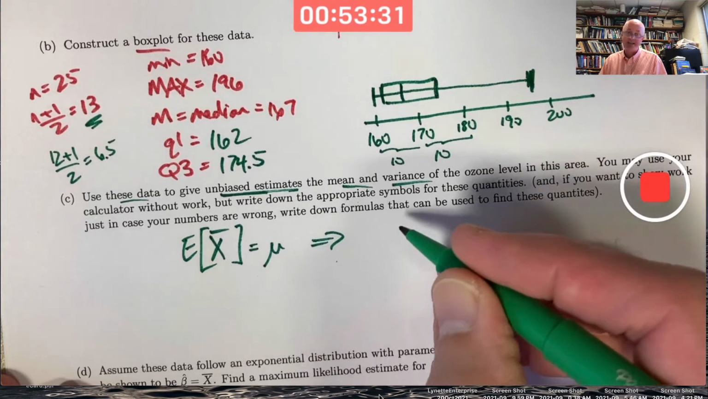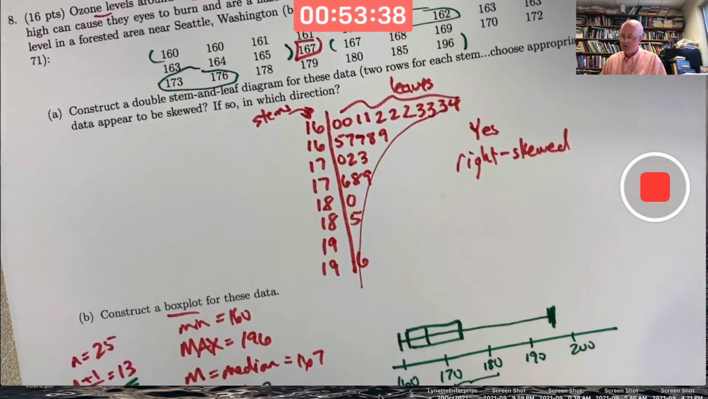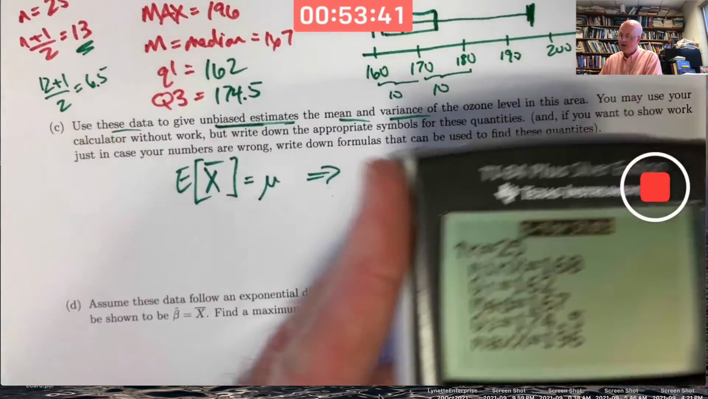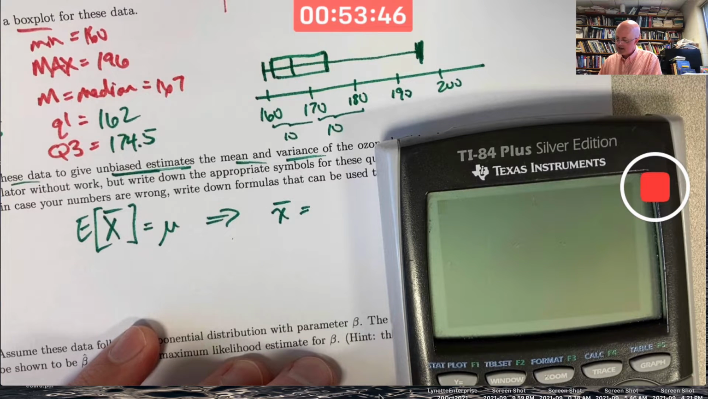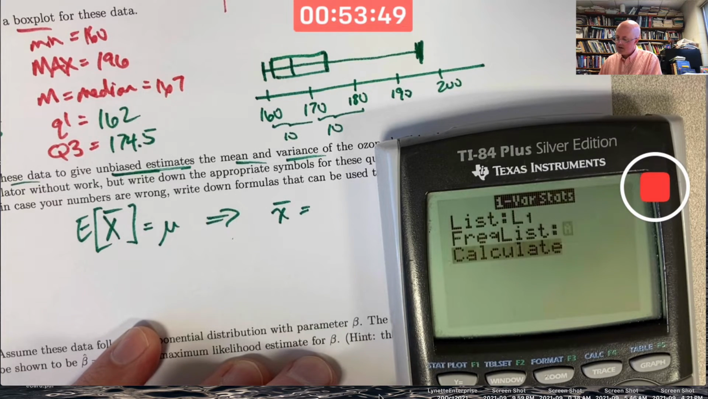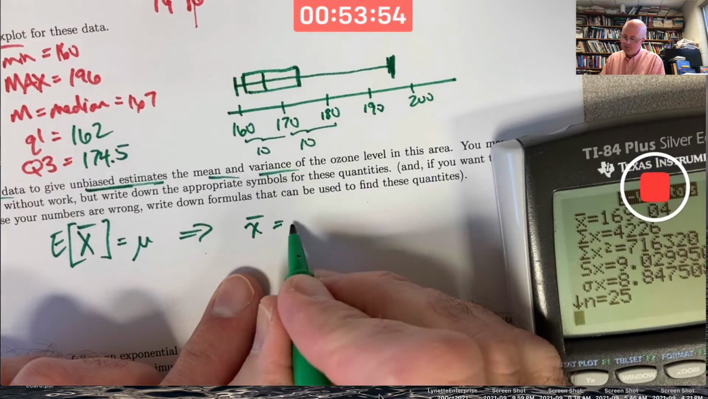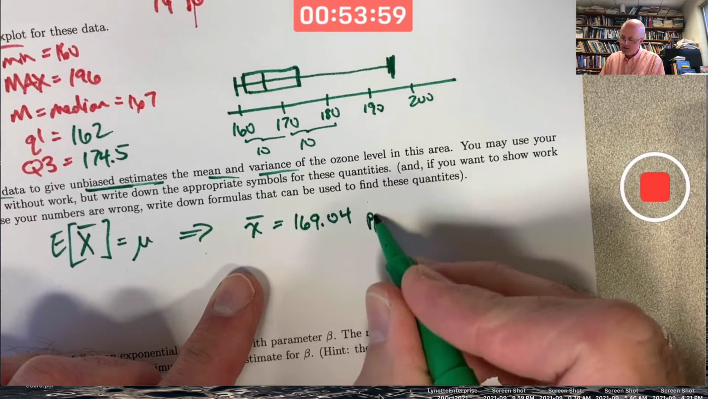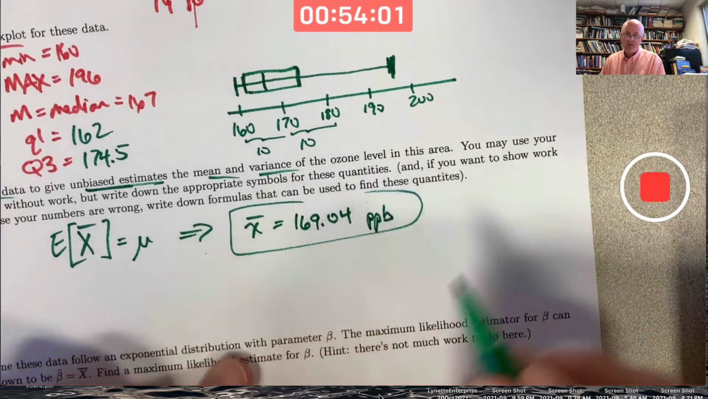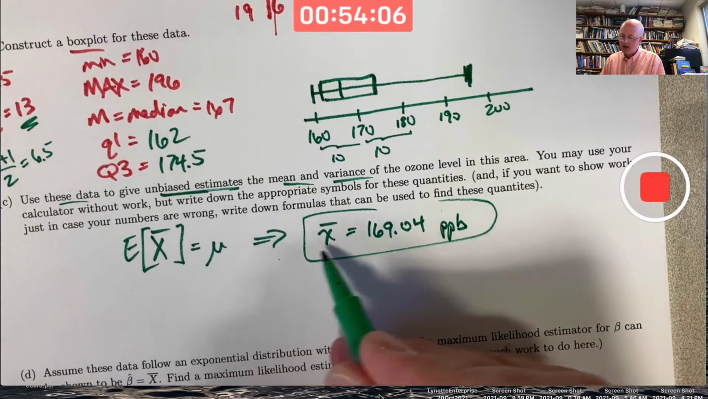Therefore, an unbiased estimate of the mean is the value of little x bar, the mean of the sample, which is the sum of all the numbers divided by 25 in this case, how many there are. But it is in the calculator output, except I erased it. Stat, calculate. 169.04 is the observed value of X bar based on this random sample. Parts per billion if you want units here. That would be an unbiased estimate for the mean. Mu, we would say mu is approximately this.